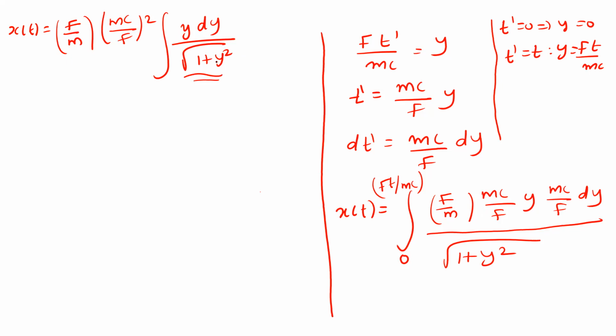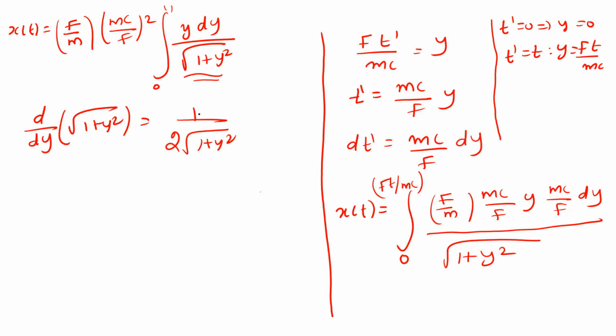For example, if you just look at this, you know that this is the inverse. We know that integration is the inverse of differentiation. If you take the derivative d by dy of square root of 1 plus y square, it would be 1 divided by 2 square root of 1 plus y square multiplied by 2y. So y divided by square root of 1 plus y square dy. Or simply if you take d of square root of 1 plus y square, it would be this. So this is simply the derivative of square root of 1 plus y square.